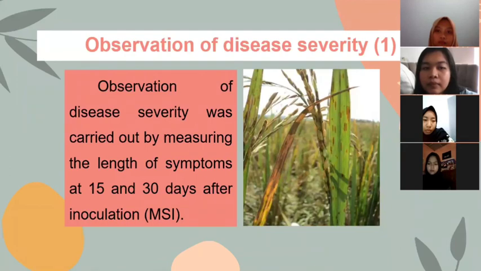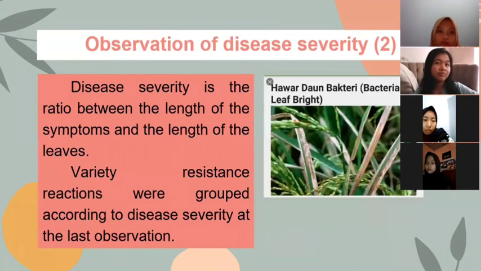Observation of disease severity. Observation of disease severity was carried out by measuring the length of symptoms at 15 and 30 days after inoculation. Next. And the last, disease severity is the ratio between the length of the symptom and the length of the leaves. Variety resistance reactions were grouped according to disease severity at the last observation.